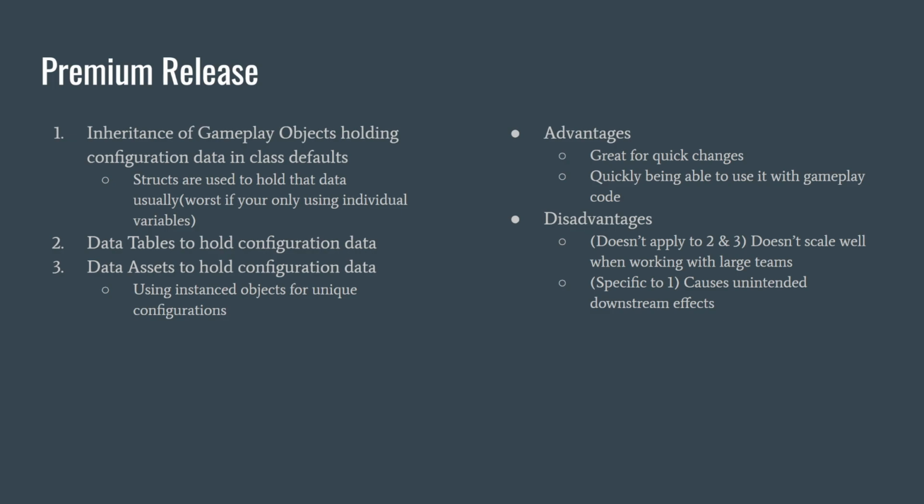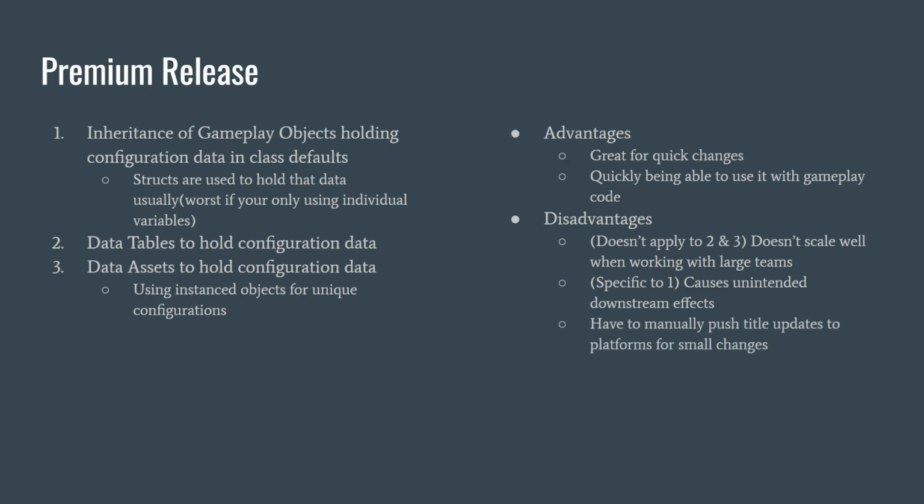And then this one is specific to number one. It can cause unintentional downstream effects: if you change the inheritance parent, it sometimes propagates down to the children, depending on how you've set up your frameworks. It can cause unintended effects and bugs. So that's why number one is the one with a few disadvantages.